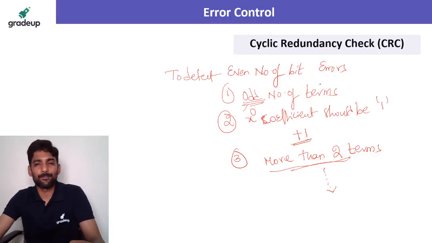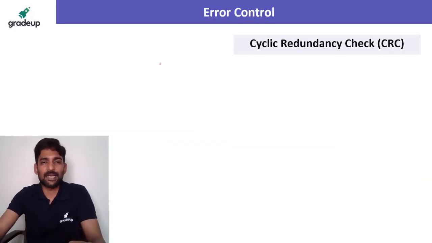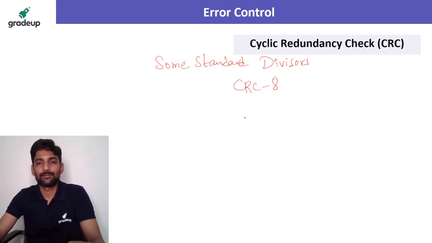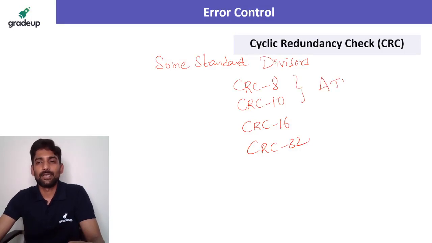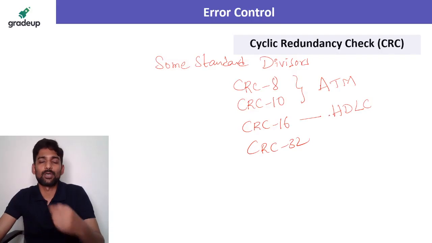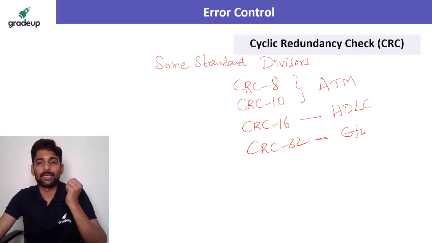As there is much difficulty in applying all these rules and framing a divisor, we have some standard divisors: CRC 8, an 8-bit divisor, CRC 10, a 10-bit divisor, CRC 16 and CRC 32. Basically, these are the standard divisors. CRC 8 and 10 are used in ATM networks, not ATM centers. ATM is a standard, like OSI or IEEE standards. CRC 16 is used in a protocol called HDLC. CRC 32 is used in Ethernet.